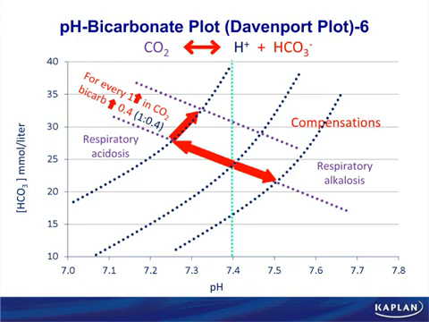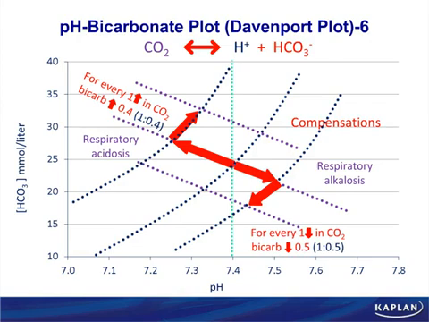It gets rid of bicarb. How much? At a 1 to 0.5 ratio. Again, you don't have to quantitate here, but the point is, for compensations for a respiratory disturbance on the Davenport, is whether or not the patient moved to a new respiratory buffer line. In other words, if a new respiratory buffer line was created.